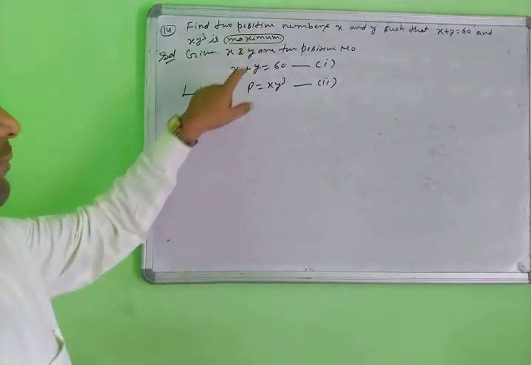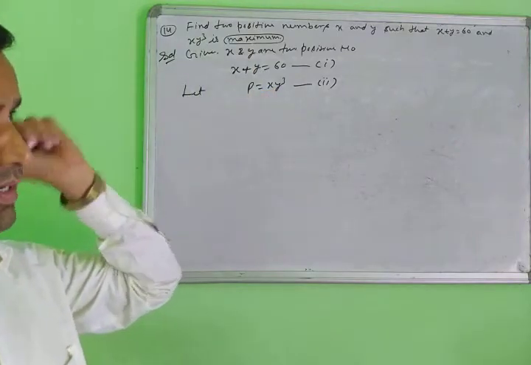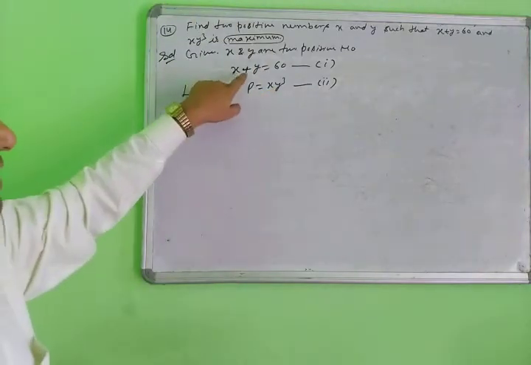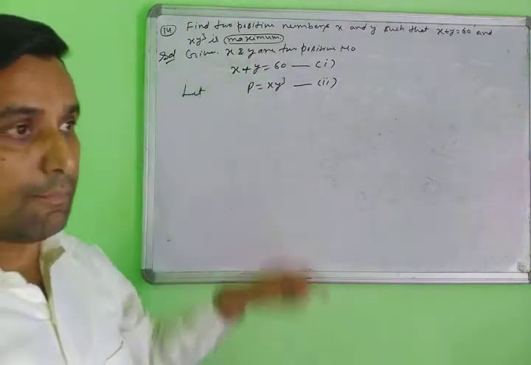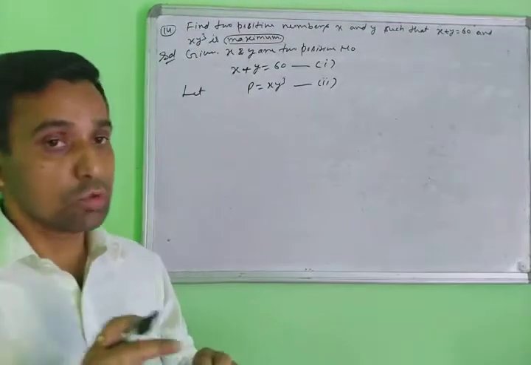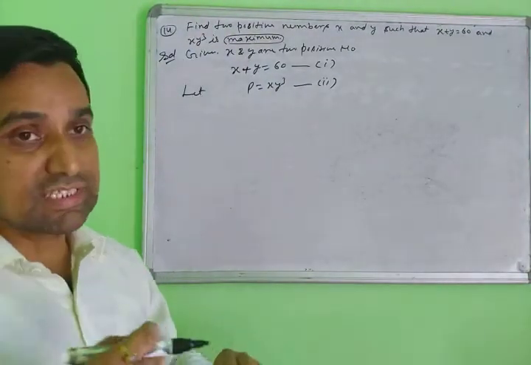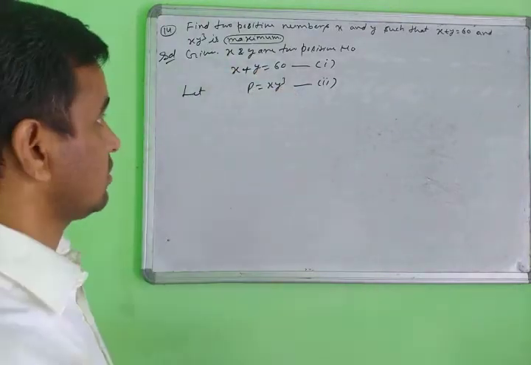Let p be the maximum value of this x y cube. Now, using this, you are given the two variables x and y. Two variables are given, but you do not solve for two variables. You convert this equation into a single variable and then differentiate it. So now look here.